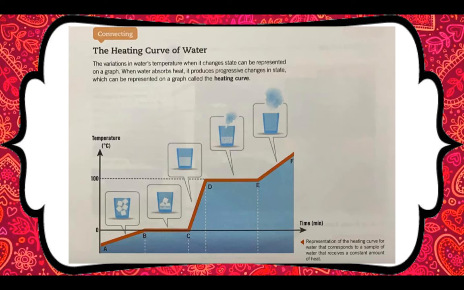The variations in water's temperature when it changes state can be represented on a graph. When water absorbs heat, it produces progressive changes in state, which can be represented on a graph called the heating curve. The representation of the heating curve for water corresponds to a sample of water that receives a constant amount of heat.